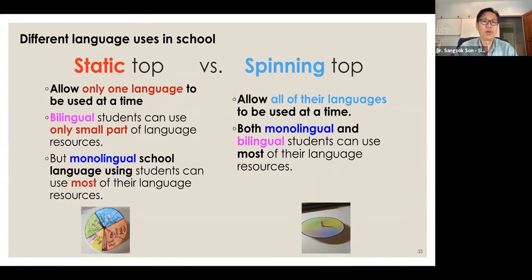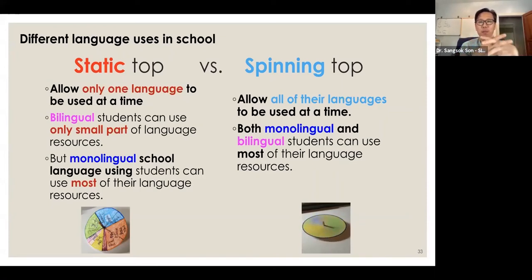But monolingual students whose home language is the dominant language, the same as the school language, can use most of their language resources. So this is not really a kind of just education.